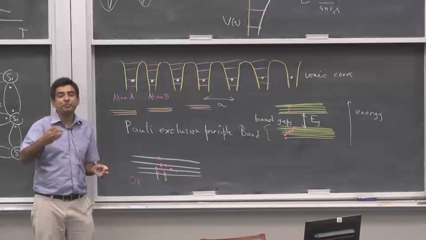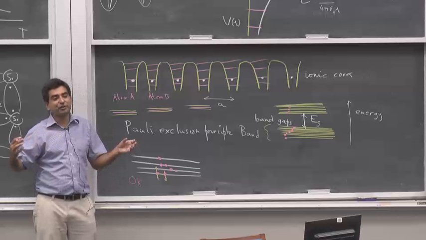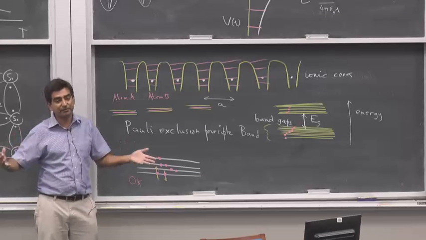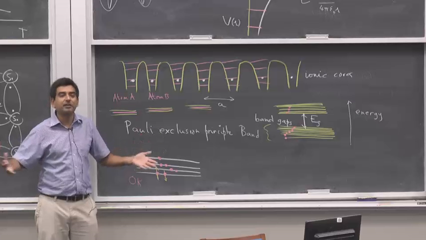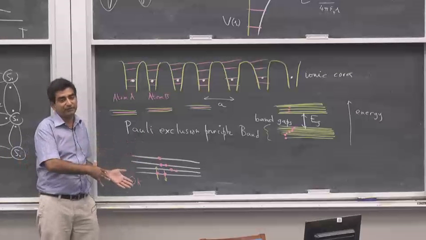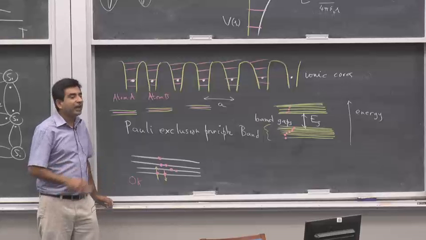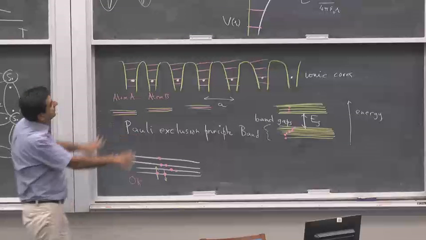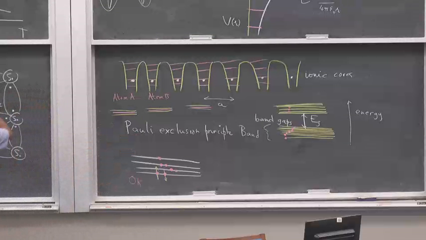And that's how you build up the electronic structure of atoms inside the periodic table as well. Hund's rule is a consequence of this. The Aufbau principle is a consequence of this. So now what we have, how do we use this picture to describe what we have discussed so far for metals, semiconductors, and insulators?